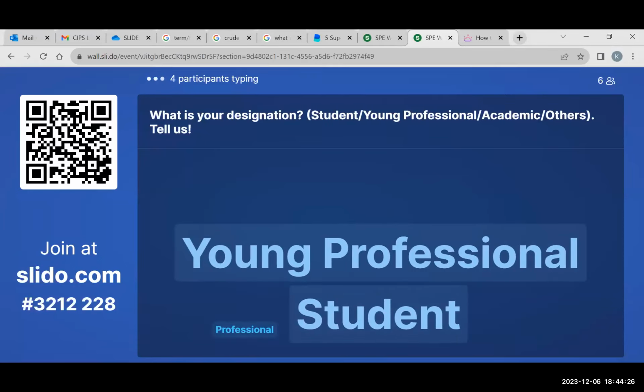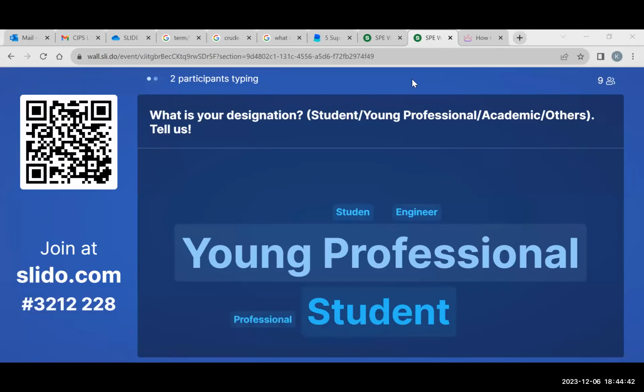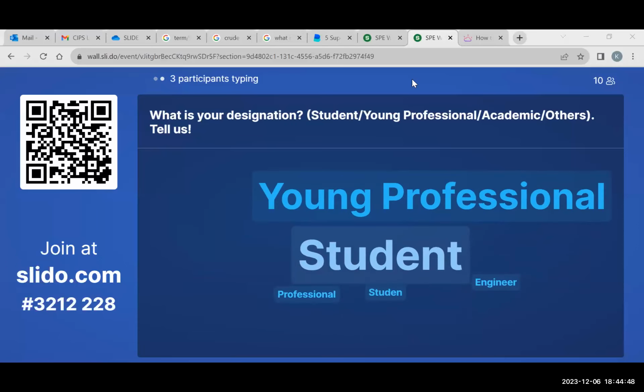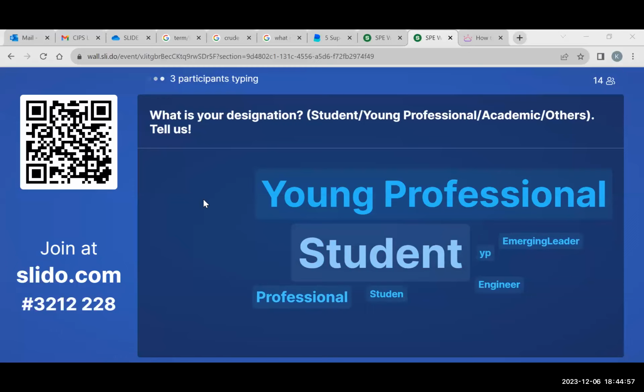Like I said, you can use the barcode. You can use the codes. You can as well use the link in the chat. Looks like majority here are young professionals and students. We have a student, we have an engineer, we have an emerging leader. Please keep it coming, keep it coming. We have gotten 15 responses so far.